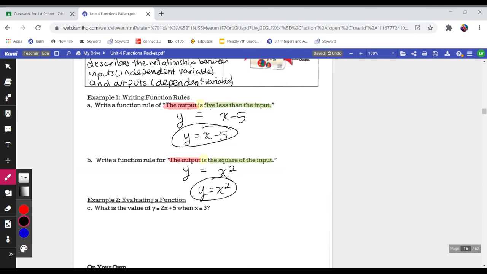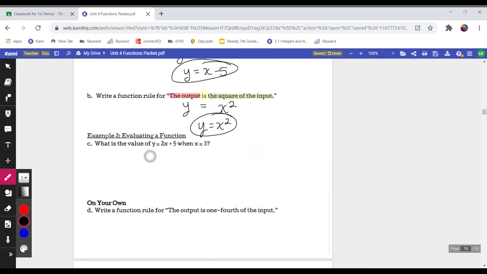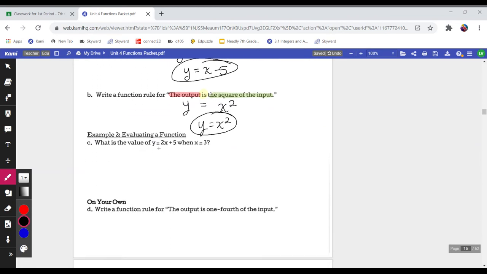Example number 2, evaluating a function. Letter C, what is the value of y equals 2x plus 5 when x equals 3? Well, I'm going to take my x from my equation and replace it with my 3, because I know that 3 equals x. So this becomes y equals 2 times 3 plus 5. 2 times 3 is 6. I add 5, so that equals 11. That's saying that y equals 11.